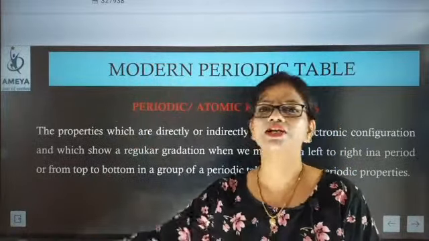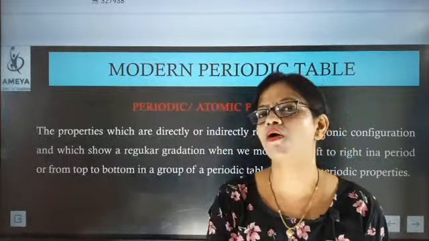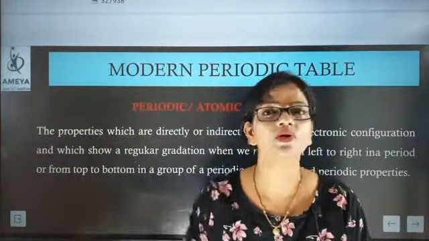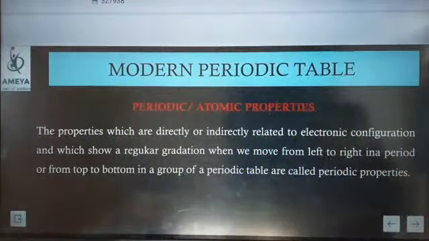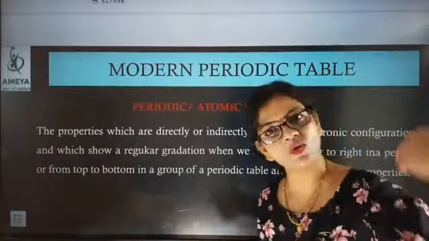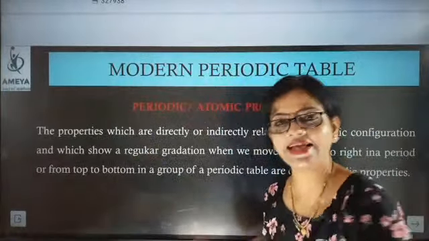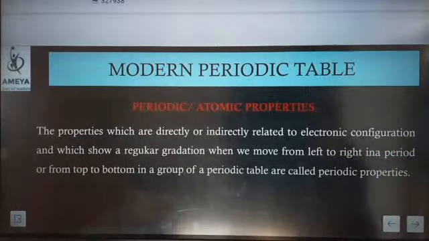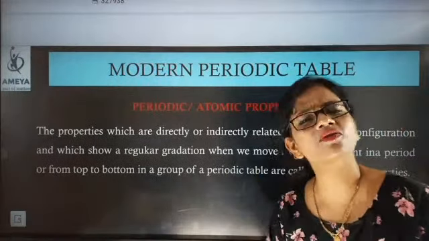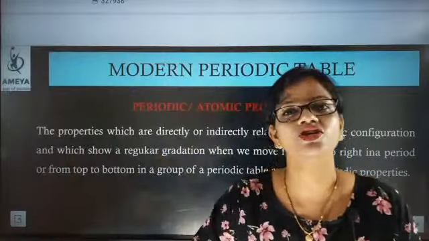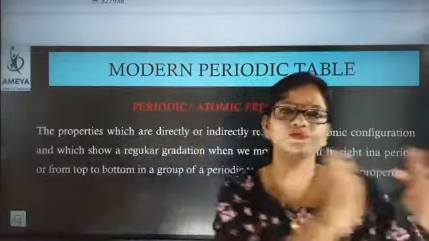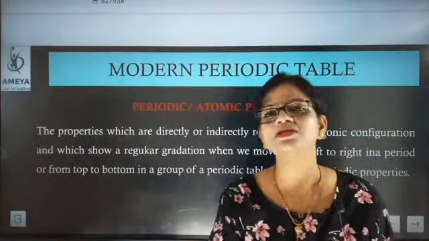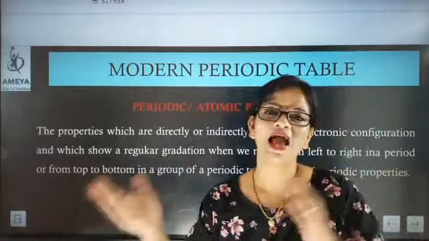So the representation of valence shell electrons is one very important property in the modern periodic table, and because of this we know that the properties we are going to discuss are either directly or indirectly connected to electronic configuration, which gives a regular gradation. Regular gradation means that on going from left to right, some of the properties show change. Change means they may either increase or decrease.